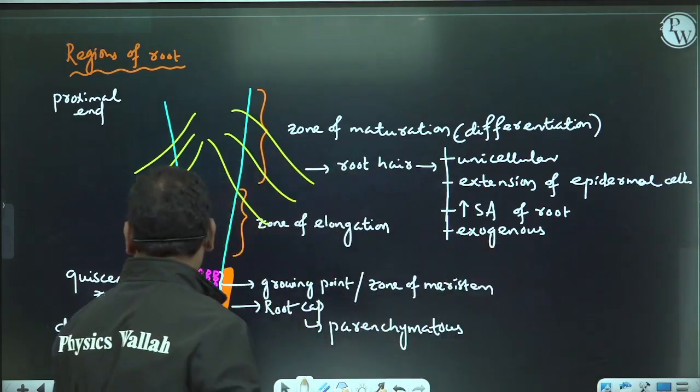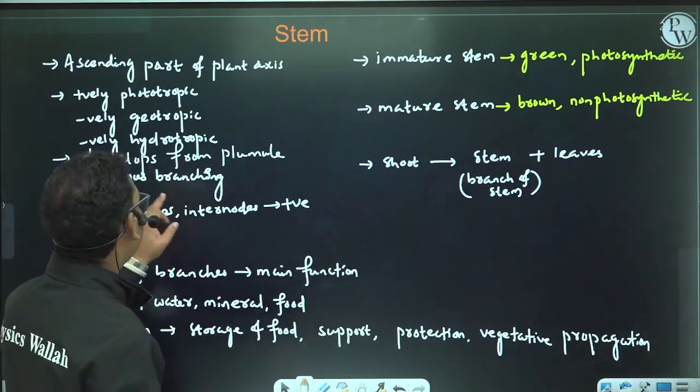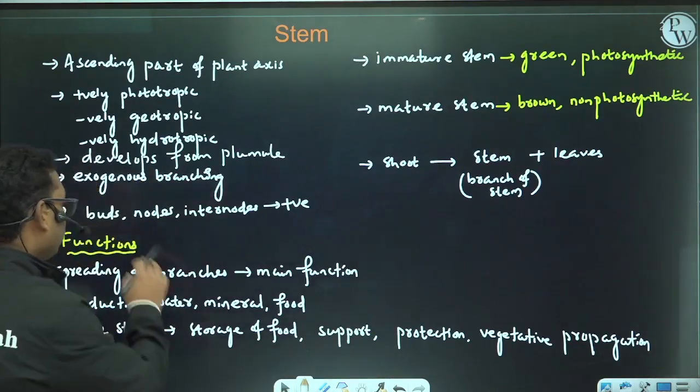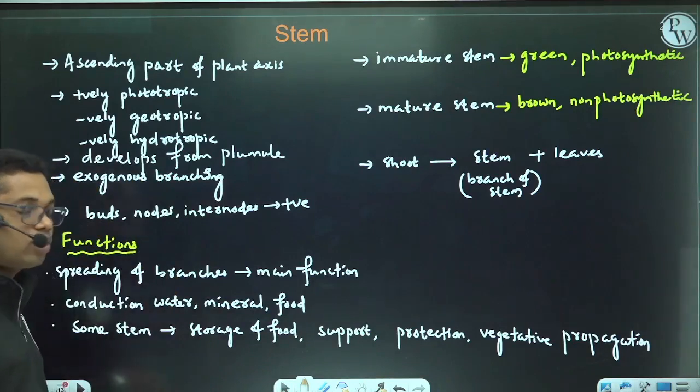What about the branching of stem? The branching of stem is exogenous. They will have buds, they will have nodes, internodes.